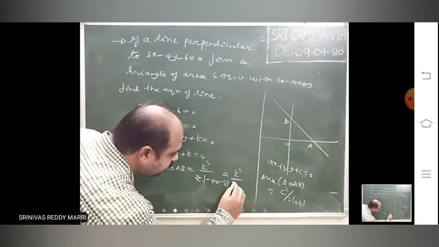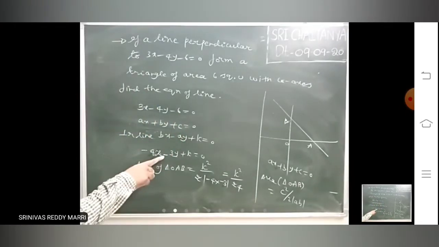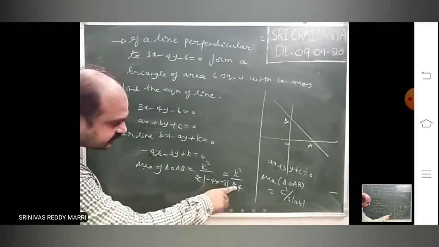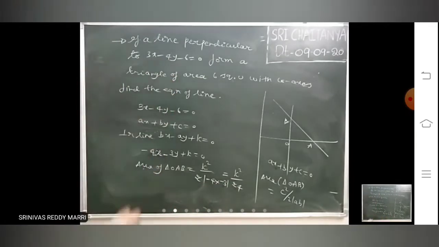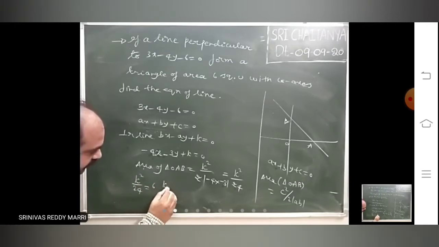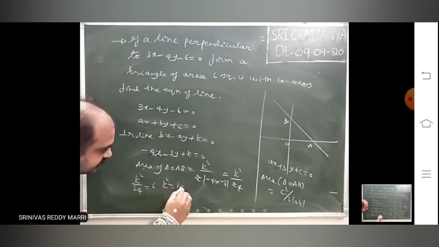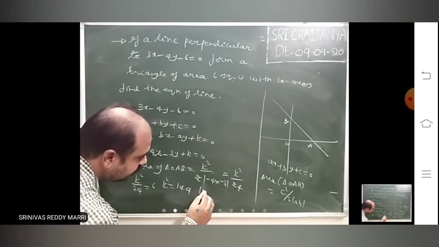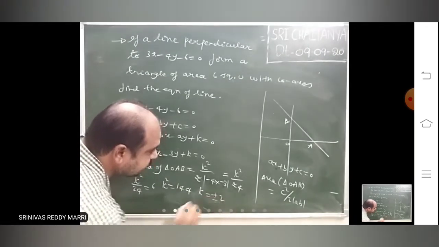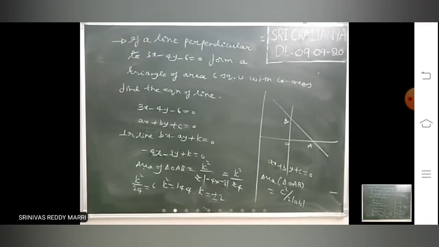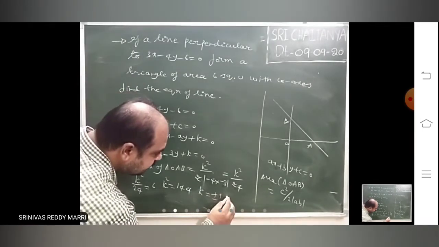2 into 12 is 24. So this line makes an area k square by 24. That is given as 6 square units. Therefore k square is nothing but 144, so k is plus or minus 12. That means two lines will be there.